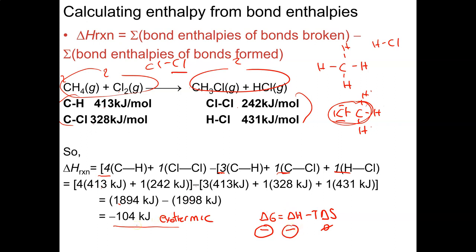What if this was a positive number? Then this reaction would be non-spontaneous. Simple as that. Because if this is positive, this would be positive as well, because remember, entropy is not impacting, and a positive G is a non-spontaneous reaction. So you can actually extrapolate this back into thermo world and make some assumptions.